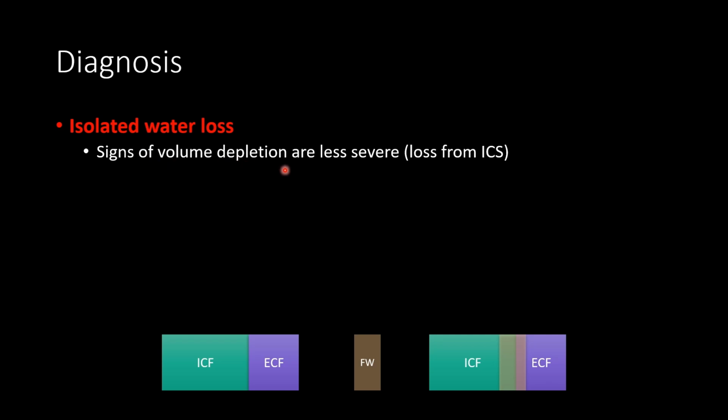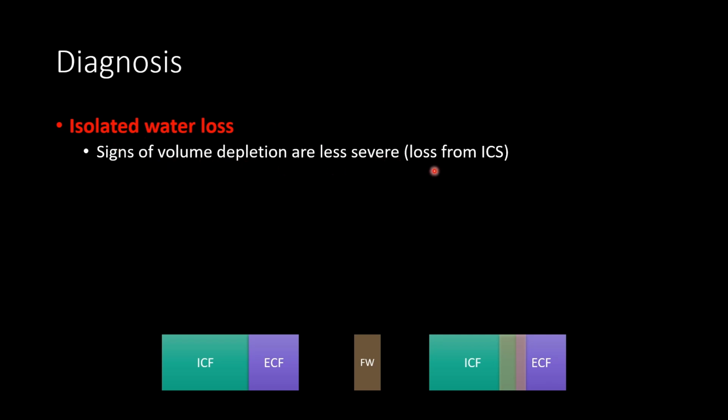So how do we diagnose hypernatremia? If there is isolated water loss, these types of features will be there. That means isolated water loss will lead to a proportional decrease in intracellular and extracellular fluid. There will not be a predominant or isolated decrease from one compartment. So if there is isolated water loss, the clinical features will not manifest early, they will manifest late, because neither the extracellular fluid compartment nor the intracellular fluid compartment is compromised so much. So there comes the second line that I am going to tell now, that the signs of volume depletion are less severe, that is, loss from the intracellular space.